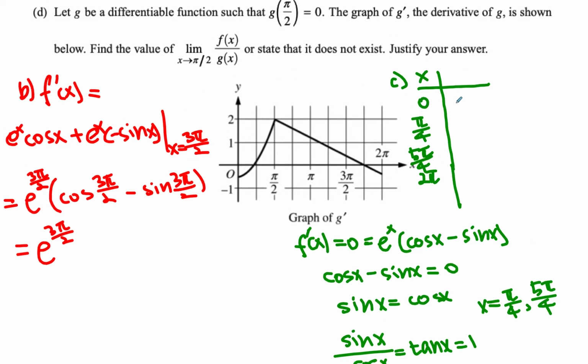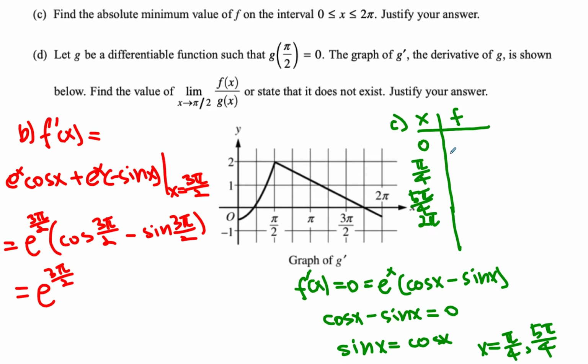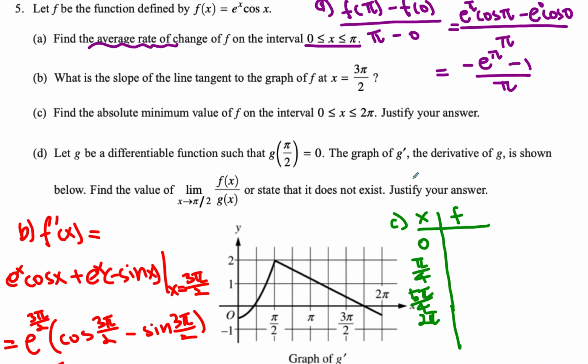And what I'm going to do is find the value of f. For the first one, when you plug in 0, you get e to the 0, which is 1, and cosine of 0, which is still equal to 1, so we get 1. Pi over 4, then we get e to the pi over 4 and cosine of pi over 4, which is equal to radical 2 over 2. So that's bigger than 1.